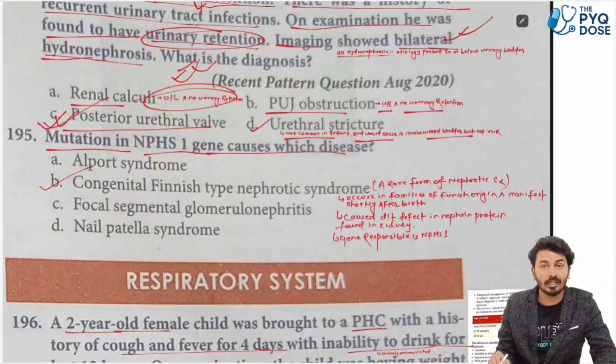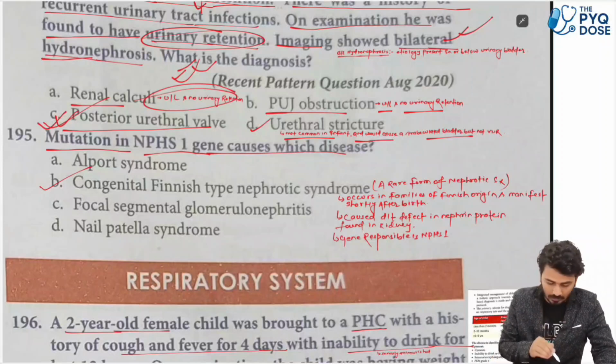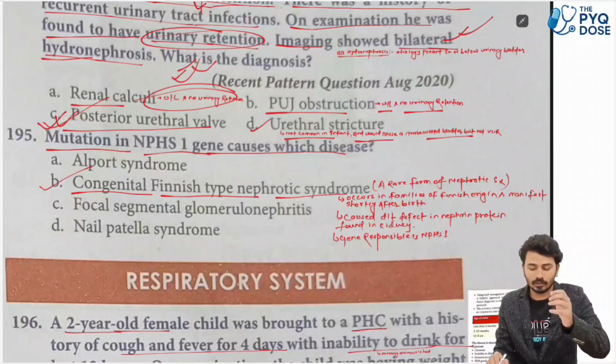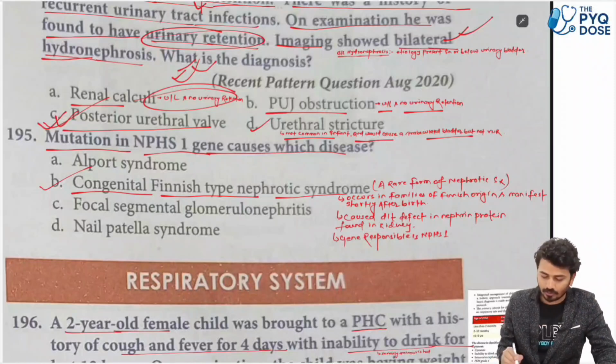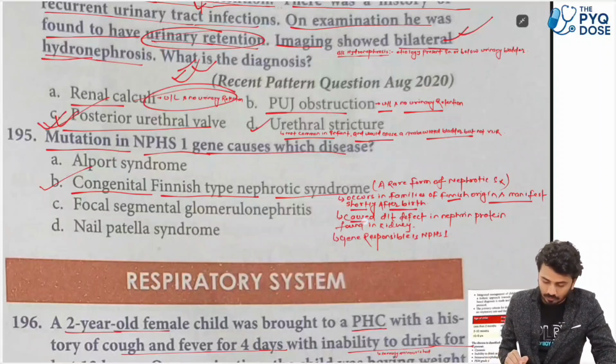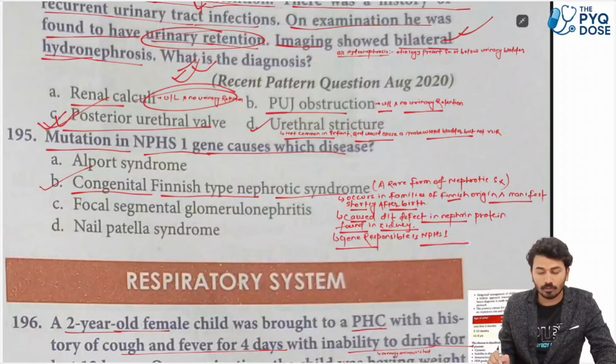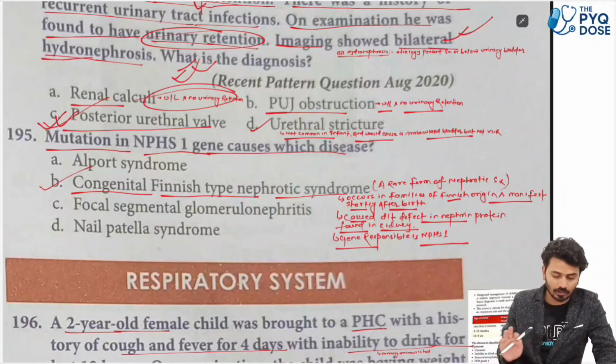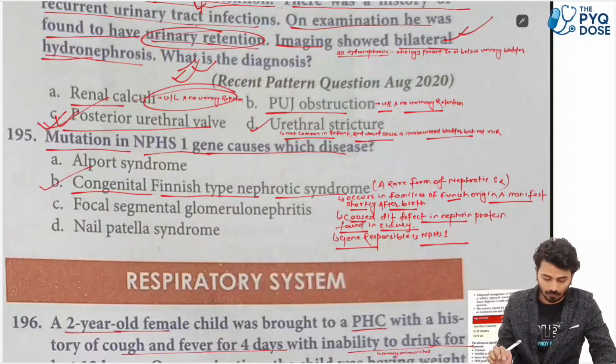आगे देखो, mutation in NPHS1 gene causes which disease? The mutation in NPHS1 gene causes which disease? That is nothing but congenital Finnish type nephrotic syndrome. This is a rare form of nephrotic syndrome, occurs in families of Finnish origin and manifests shortly after birth. This is caused due to the defect in nephrin protein found in the kidney, and the gene responsible is NPHS1. So this is congenital Finnish type nephrotic syndrome.